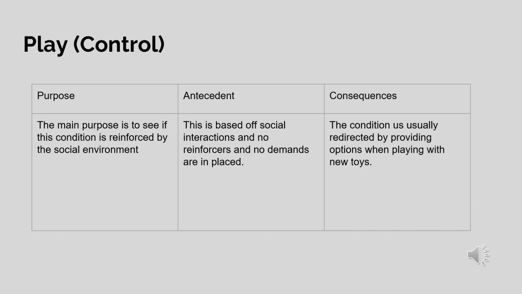Okay, so the first function we're going to go over is play, also known as control. The main purpose of this is to see if the behavior is reinforced by the social environment. So this is anything that's around the learner, anything in the environment that the learner is liking. Usually some of the antecedents would be based on social interactions, with no reinforcers or no demands in place.